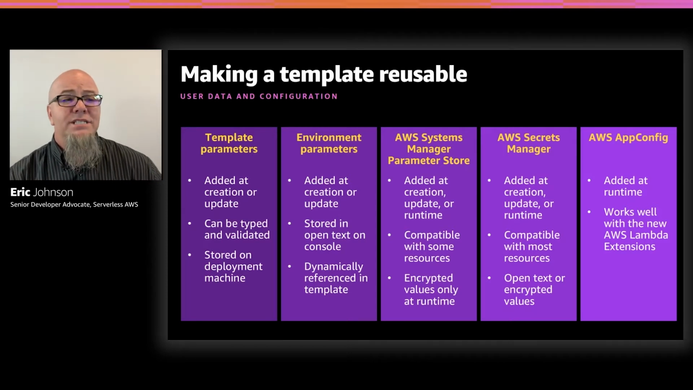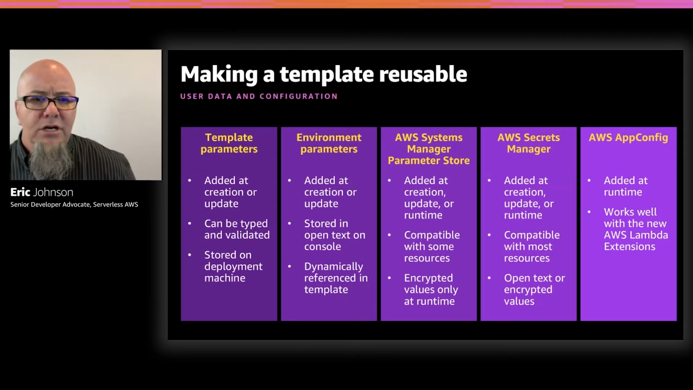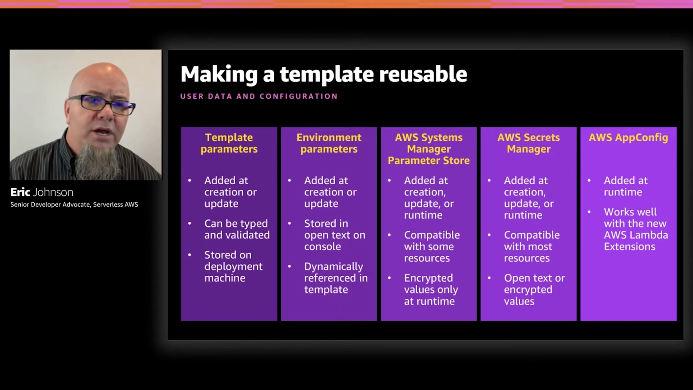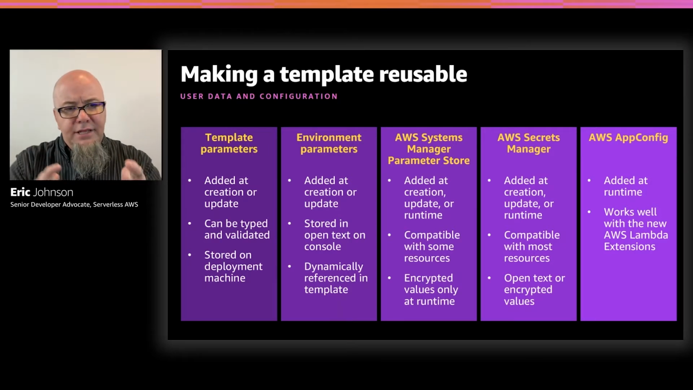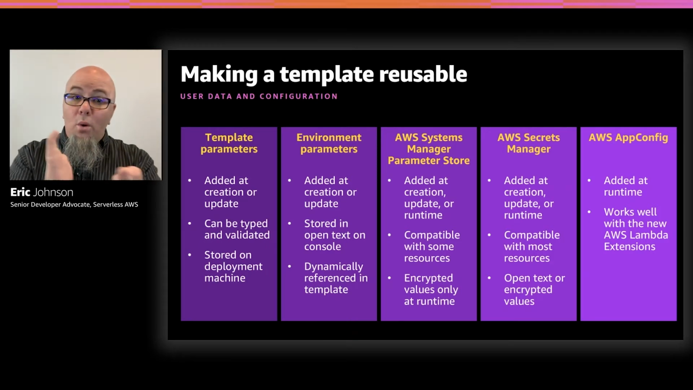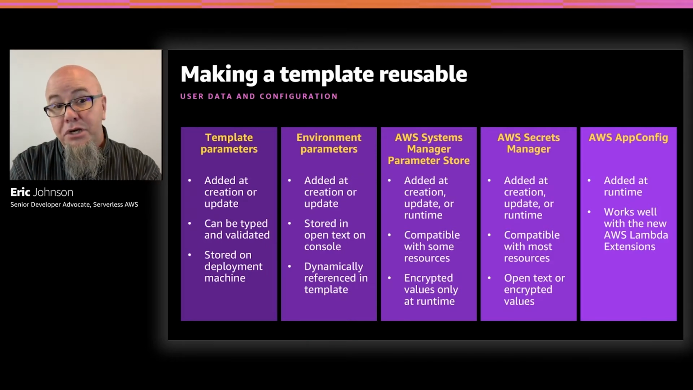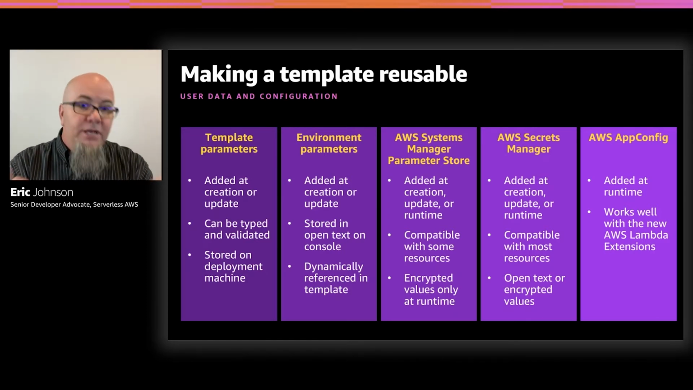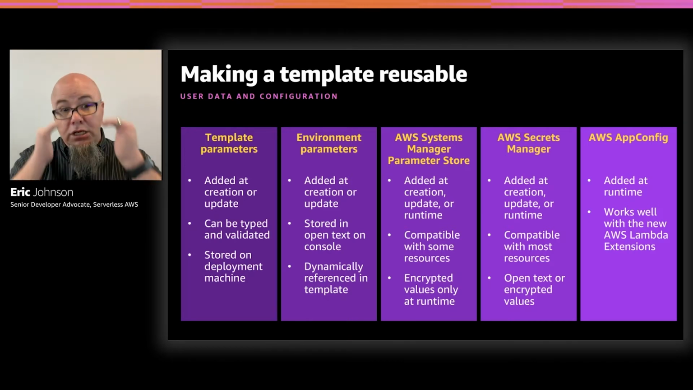All right, the next is the AWS Systems Manager Parameter Store, and I'm going to combine the next two with AWS Secrets Manager. These are very similar in how they work. You're able to add them at creation and update or at runtime. These can be accessed in your code. So if it's something you need to grab on every invoke, then this might be a good place to store this.